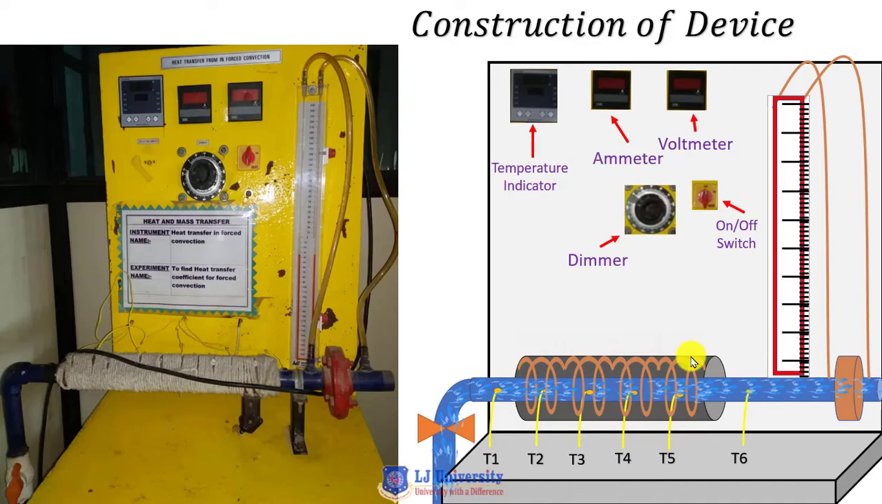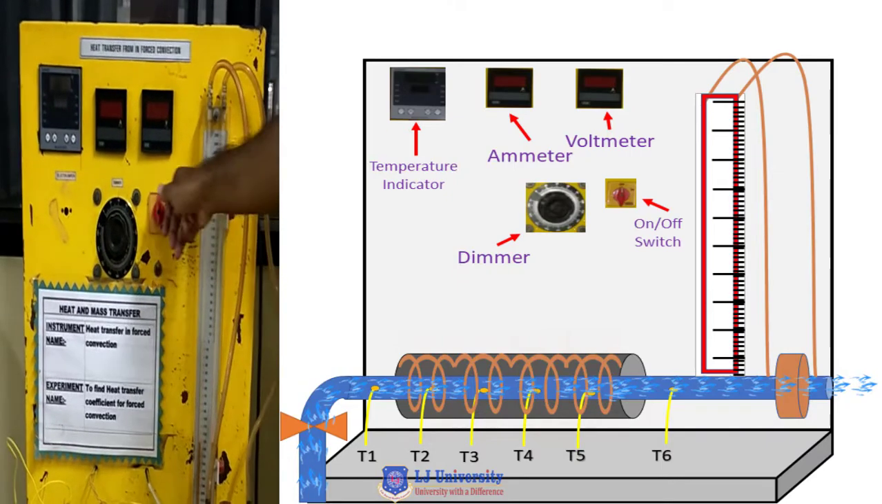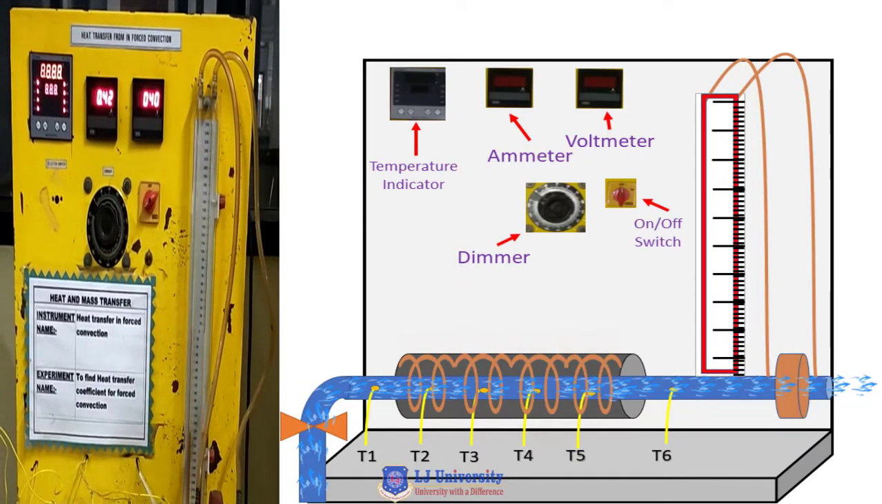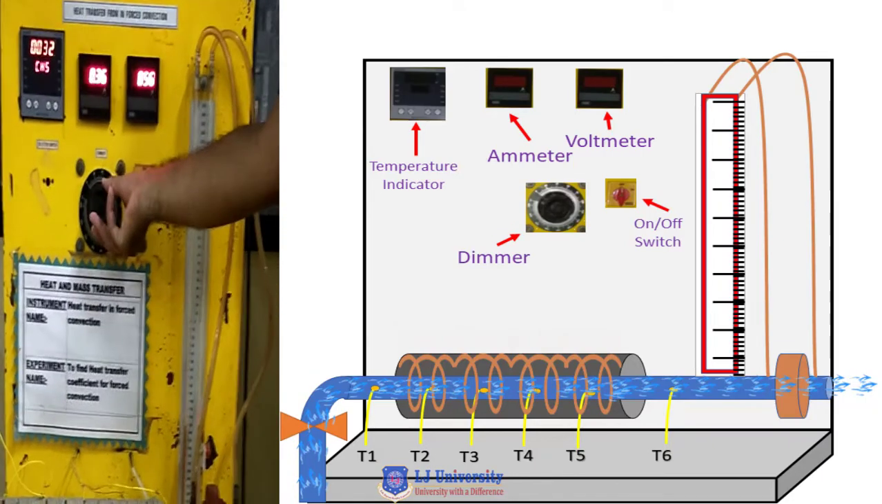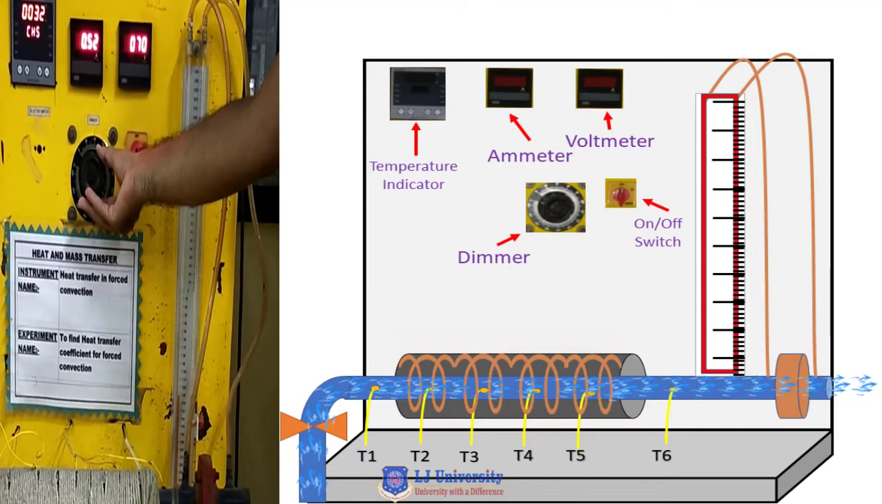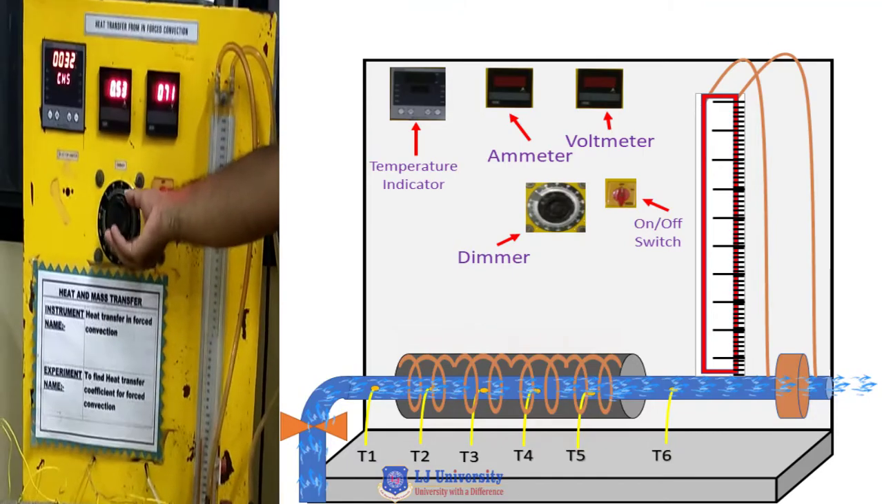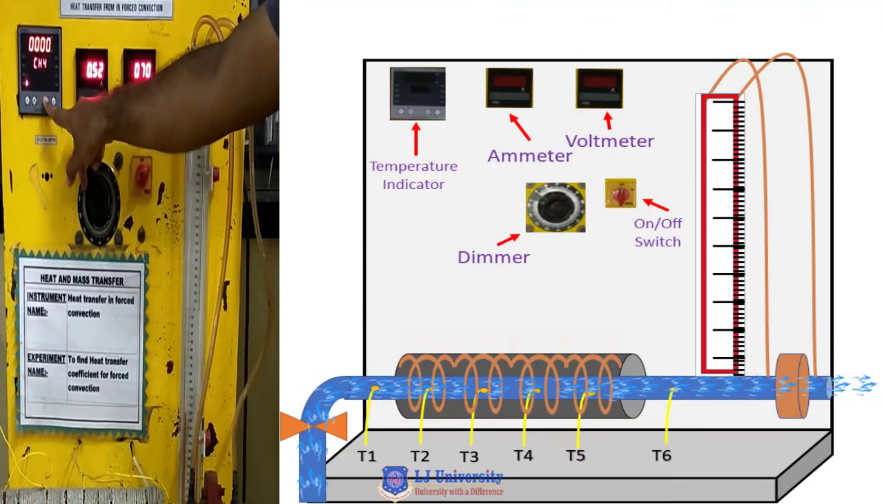Okay, now let's take one set of readings. Our first step is to start the setup by using the on-off switch. Then, by using the dimmer, we can give input voltage to our setup. Suppose for this experiment we have to set the voltage value as 70. According to the voltage, the current will flow from the heater.